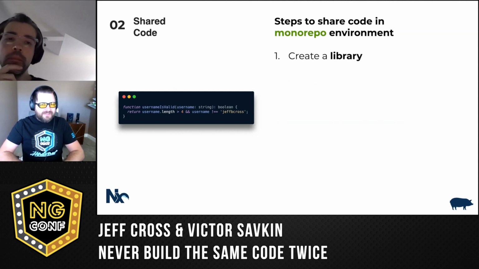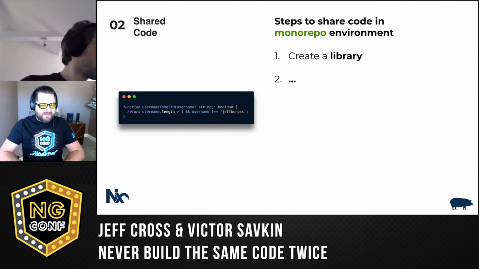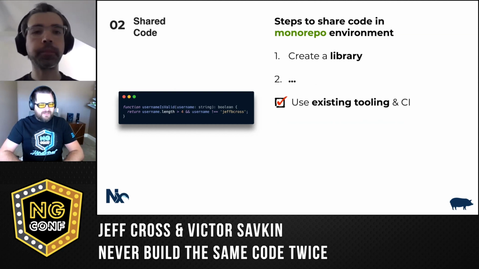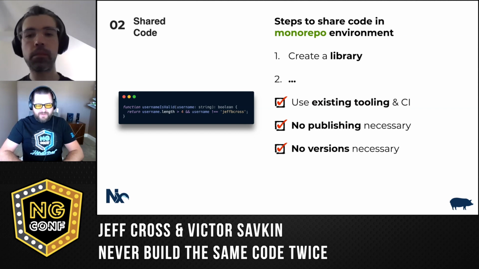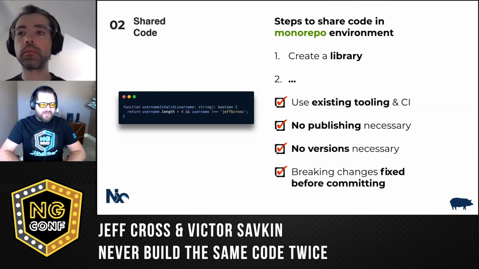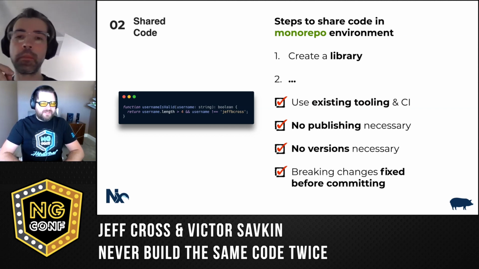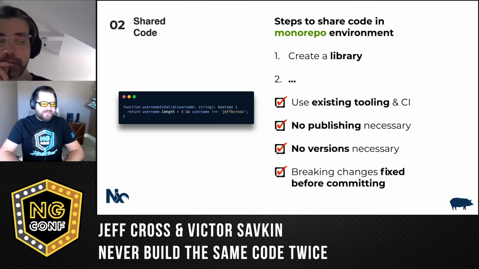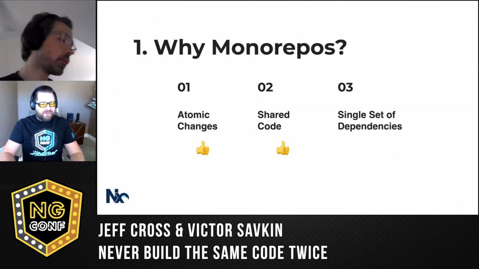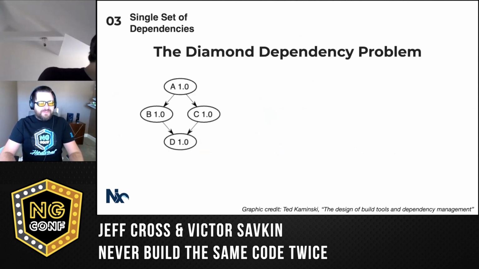But if you have them in the same monorepo, in the same repository, all you have to do is create a library, and that's it. You've got all the build tooling set up already. You've got the CI that's set up. You don't need to publish because everything's depending on the source of everything, so no versions are necessary. And anytime you make a breaking change, you just fix whoever depends on that change, and you don't actually break anything. You just change your API and change whatever depends on it. So that's why monorepos make shared code essentially free for what was complex before.